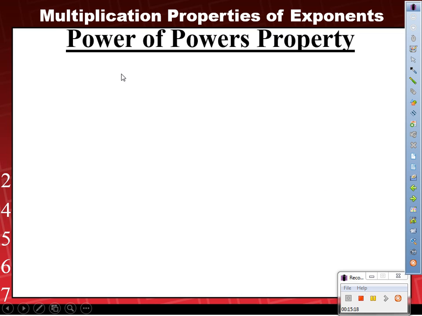Okay, turn your paper over in the back, write power of powers property, way at the top above the frame. Power of powers property.